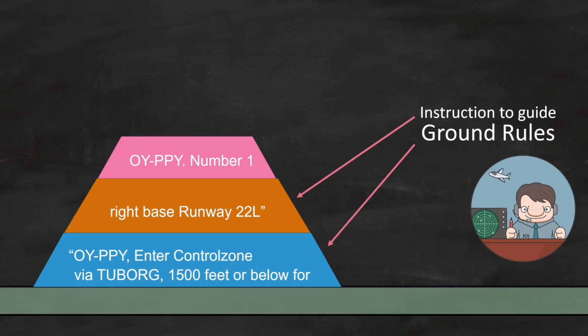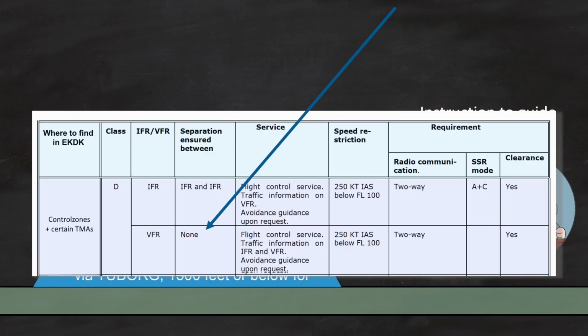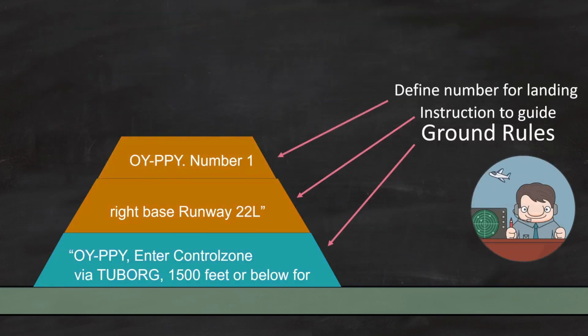And this is because there's no separation provided, remember? Separation is the responsibility of the pilot. But yeah, so he needs to know who else is in that pattern in order to maintain separation by himself, obviously. So you've given him the fundamental instruction to enter your airspace. You've told him a way to approach the pattern, and you told him what number he is in the sequence after he entered the pattern, of course.